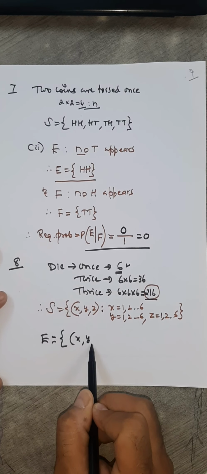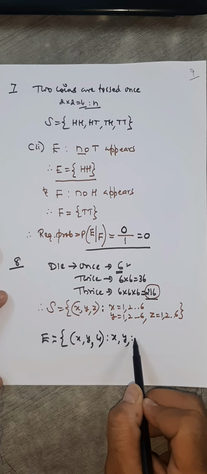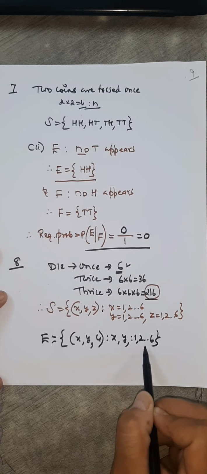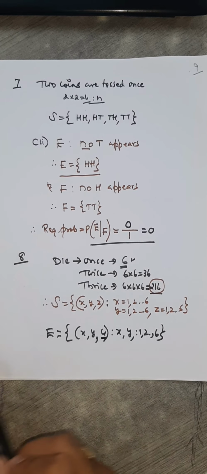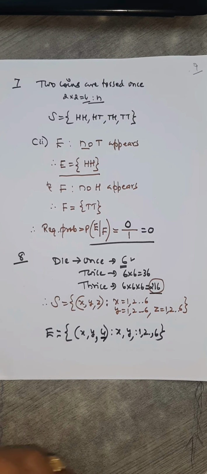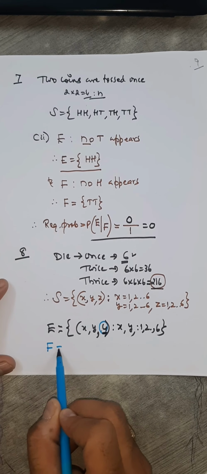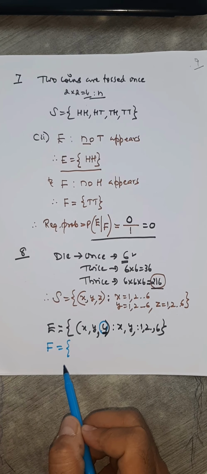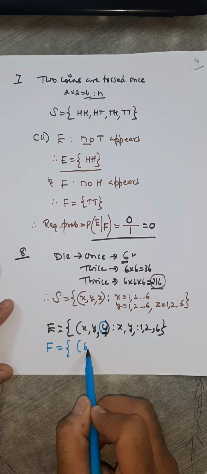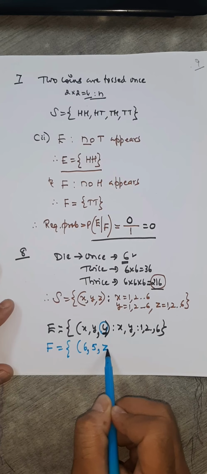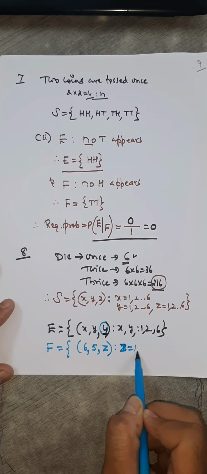X, Y can be anything, but this 4 is fixed, where X, Y are from 1 up to 6, remember. So this will be total 36. This is fixed, given to you, that the 4 appears on the third toss. XY can be anything. What is the definition of F? 6 and 5 appear respectively on the first two. So 6 is fixed, 5 is also fixed. This can be anything. So here Z can be 1 up to 6.